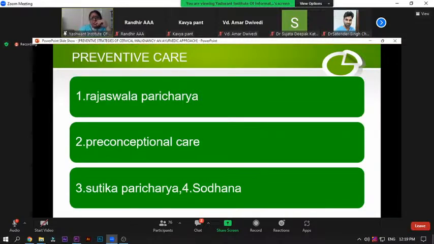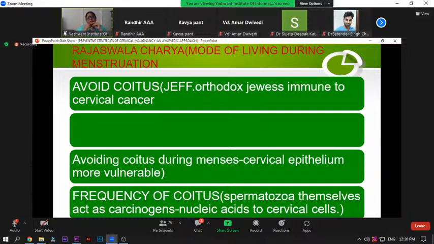In the preventive care, care starts right from Rajaswala Paricharya. So first one is Rajaswala Paricharya, then preconceptional care, Sutika Paricharya and Shodhana. We'll see how the Rajaswala Paricharya helps in preventing cervical cancer. In Jeffcoate's textbook of gynecology, you can see the difference. Orthodox Jews are immune to cervical cancer because they strictly avoid coitus not only during the menstruation but also for a few days after the menstruation, at least up to 5 to 6 days post-menstrual period. So this will definitely help in reducing the incidence of cervical cancers.